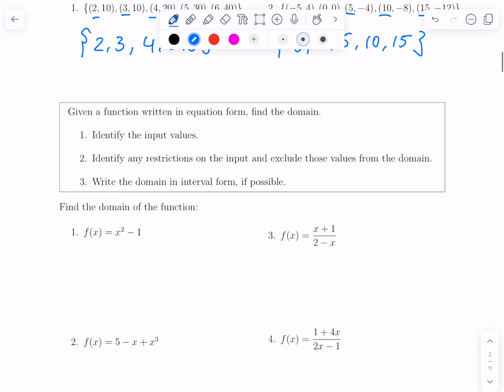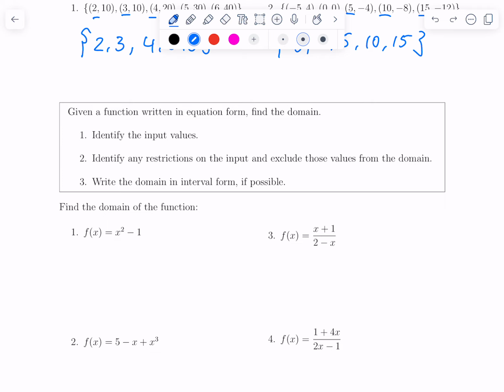And if we find the domain for functions, it's slightly different. You're always going to find the restrictions first. Okay, what are the restrictions? For example, the number cannot be equal to 0. That's a big restriction in your denominator. You cannot have zeros. So make sure we check on that.